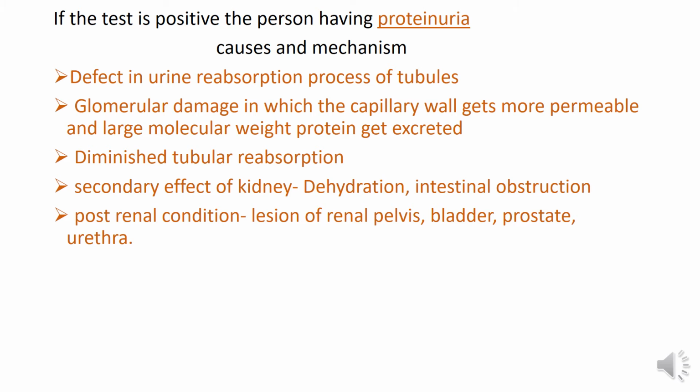In diminished tubular reabsorption, low molecular weight proteins are not completely reabsorbed, and hence they are present in urine. Secondary effects of kidney disease like dehydration, intestinal obstruction, and post-renal conditions such as lesions of the renal pelvis, bladder, prostate, and urethra also cause proteinuria.